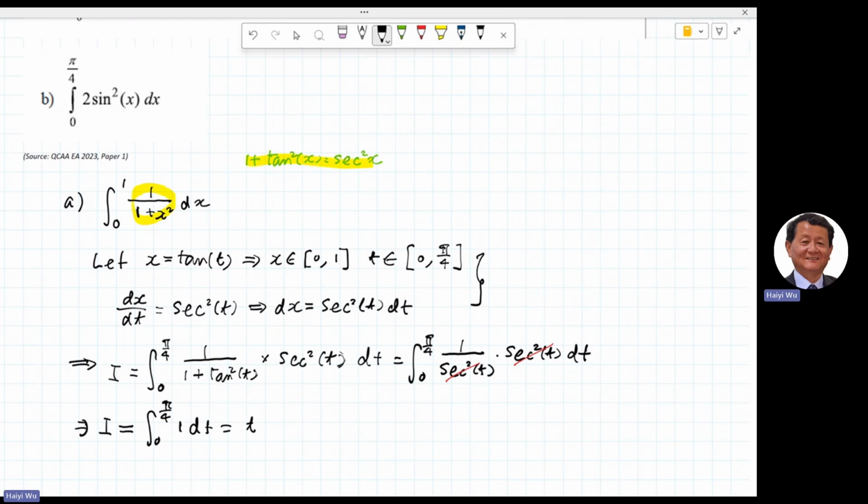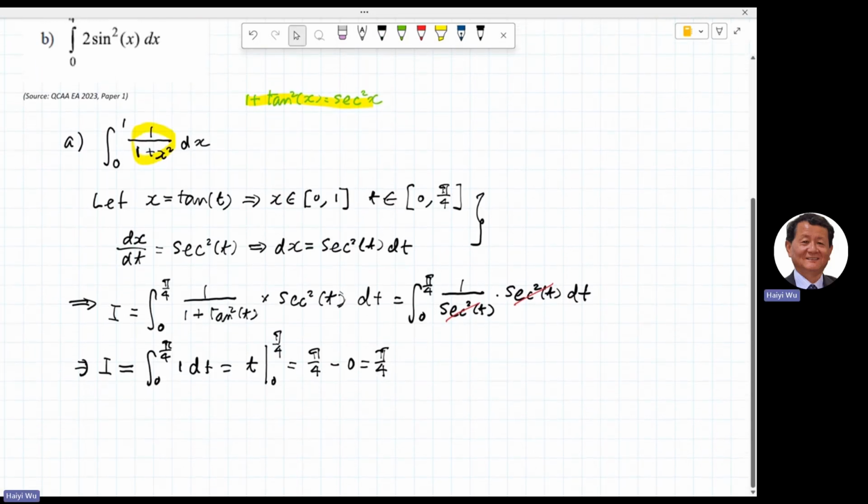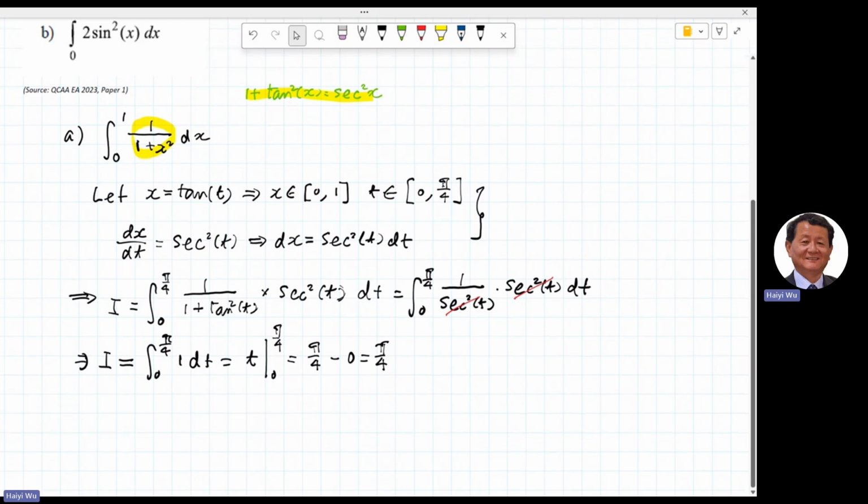So the answer will be t from 0 to pi over 4. We substitute pi over 4 minus 0. So the answer is pi over 4. That's it. Question 1 solved using the substitution method.